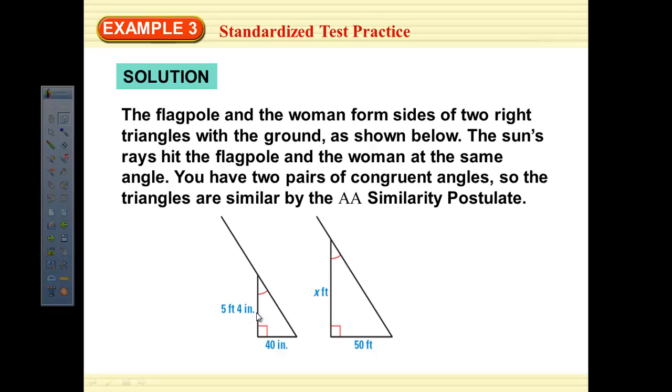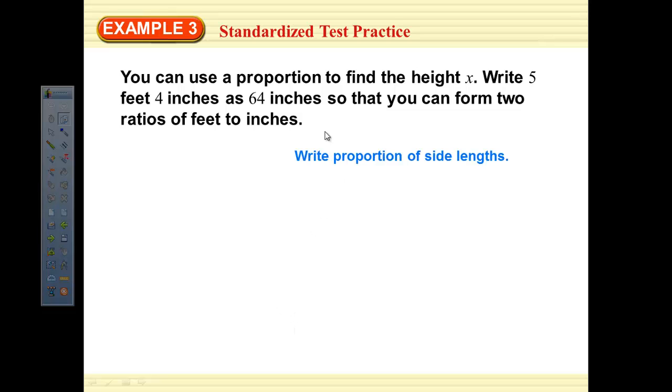So your proportion is going to look something like this. So again, 5 feet 4 inches is 64 inches. So we would take the unknown for the height of the flagpole divided by 64 inches, and then we'd take the shadow here at 50 feet and 40 inches. As long as you have feet to feet and inches to inches, you're okay.